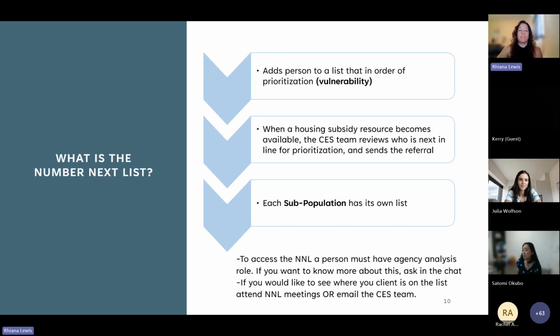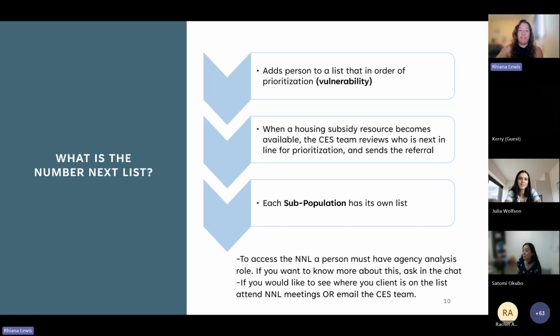Now, what is the number next list? The number next list adds a person to a list in order of that prioritization or vulnerability. So essentially, any single person that has had that VI-SPDAT, they've been enrolled in coordinated entry, they have been put onto the queue, their name is going to go onto this list. And there's different subpopulations as mentioned before. So there's different lists for the number next list. But anyways, the participant will be added to that list.